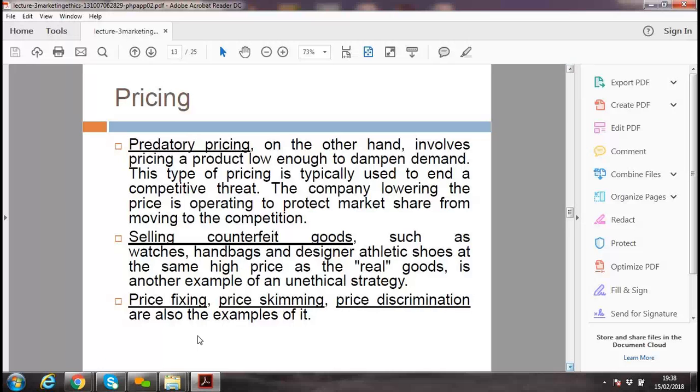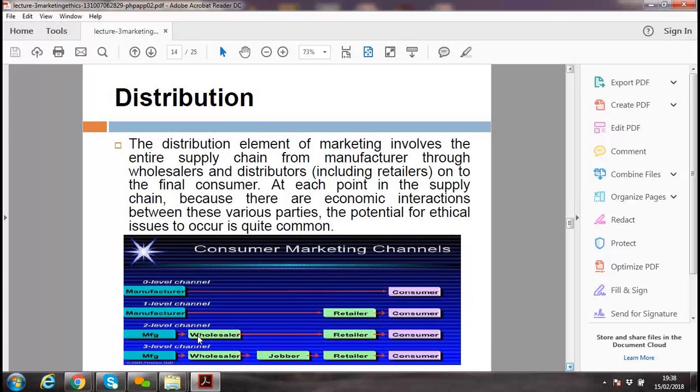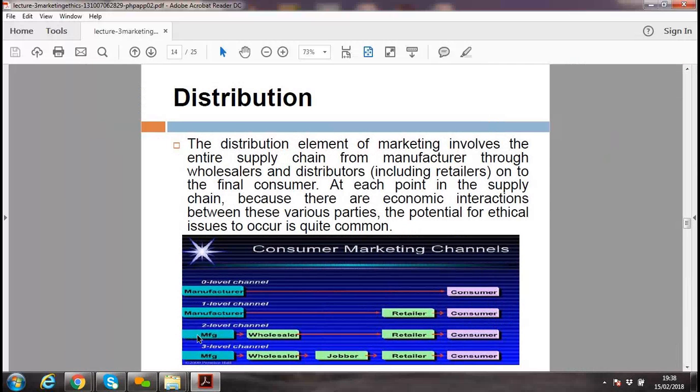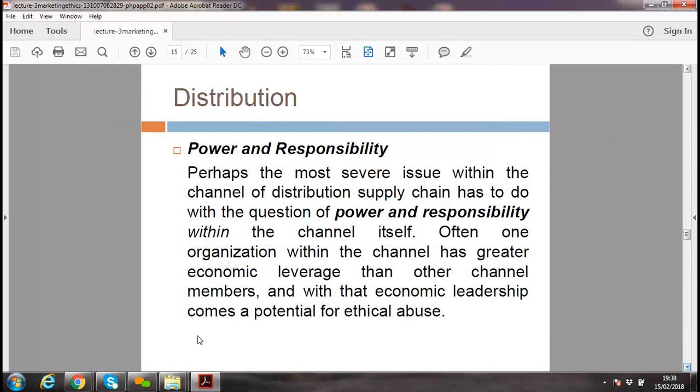So we need to look at the price distribution, the entire supply chain, from manufacturing through to the wholesale. We need to look at the ethical issues within the storage as well as the distribution. Power and responsibility are the most severe issues within a channel of distribution. It can be: we must do this, otherwise we will not provide you goods and services.